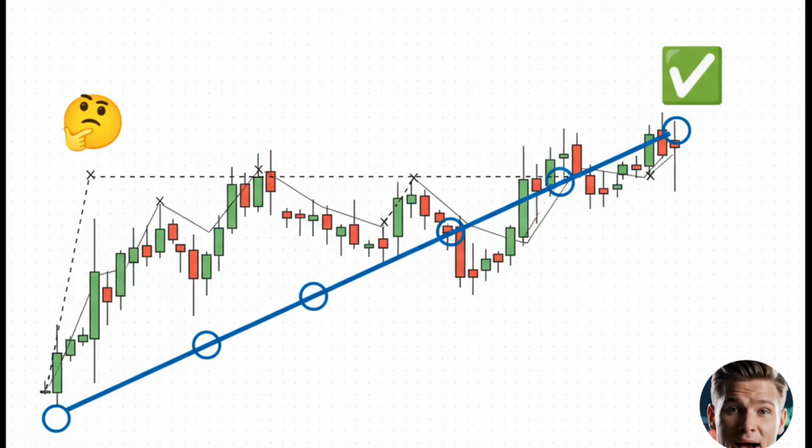Okay, now for the classic debate. Do you connect the wicks of the candles or do you connect the bodies? The answer is actually way simpler than you think, and it's not some rigid, always do this rule. Here's the key. You use whichever method gives you the most touch points. It's that simple. In this example, connecting the bodies gives us 5 solid touches, while connecting the wicks only gives us 3. So for this chart, connecting the bodies is the clear winner.